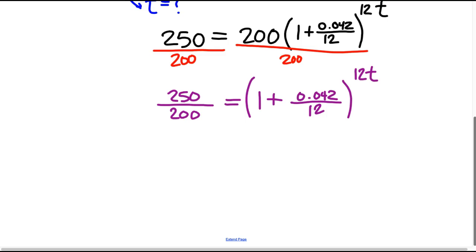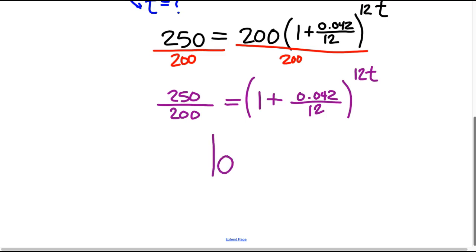Now, how do we solve for an exponent? If the variable is in the exponent, what do we do? Well, if we did reciprocal, it would be 1 over 12t, and I'd have the same thing on the other side. It wouldn't work. Log? Perfect, log. So write it as a log.